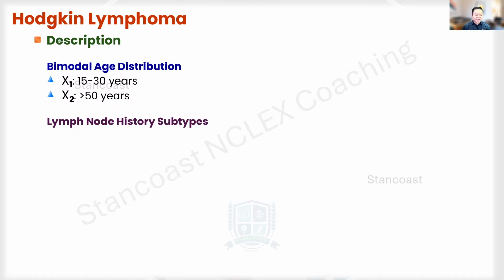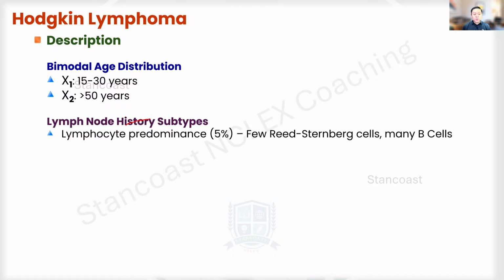Now, we're going to talk about the lymph node histology and also the subtypes. Hodgkin lymphoma basically has different subtypes, and this is based on how the cancer looks under a microscope. One of those subtypes is the lymphocyte predominance, which is about 5% of the cases. This has few Reed-Sternberg cells, which are the abnormal cells in Hodgkin lymphoma, and also many normal B cells. So please take note of that.